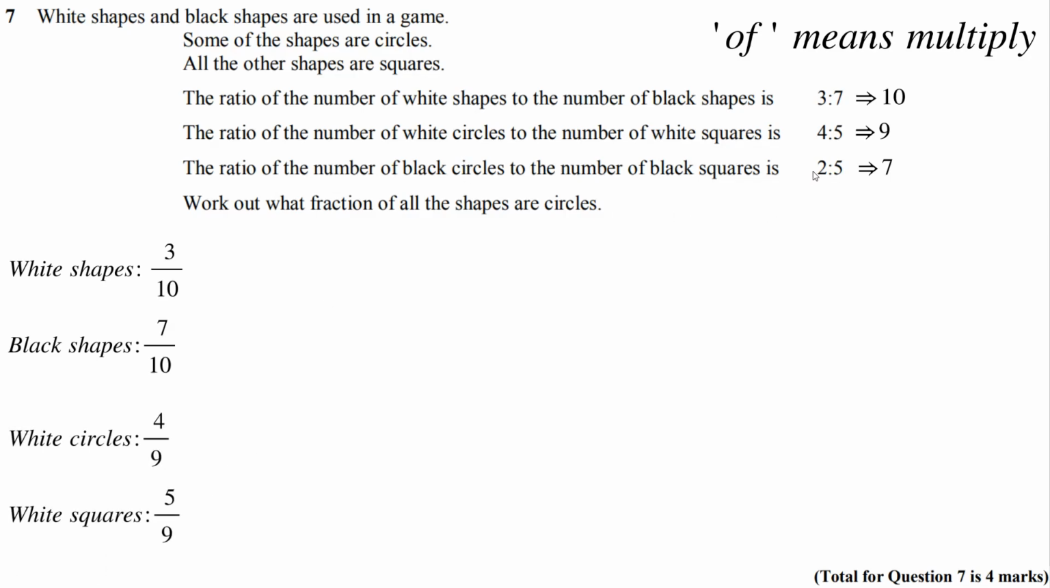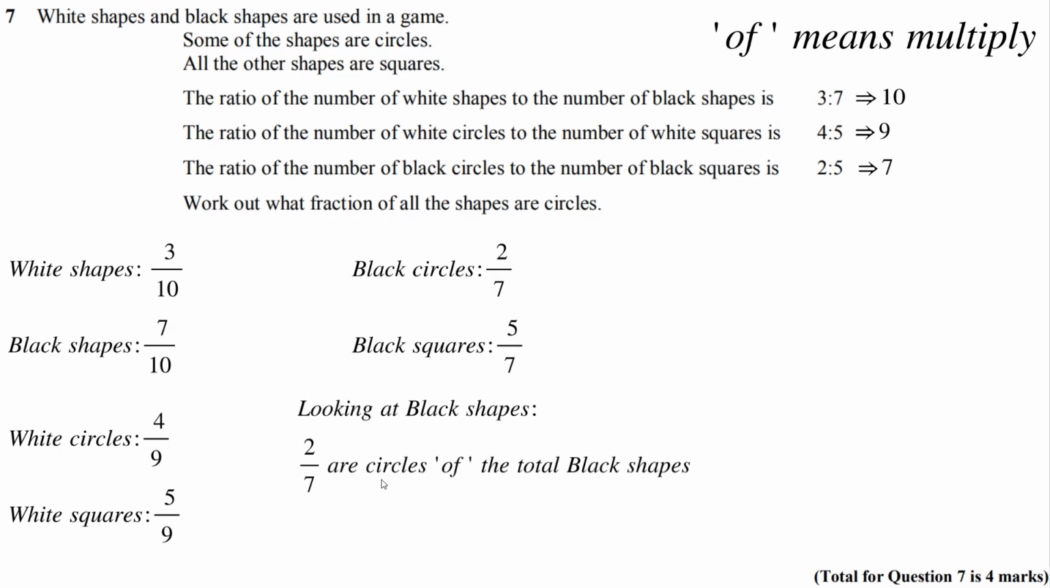Black circles is going to be 2 out of 7. Black squares are going to be 5 out of 7. The way that I thought about this was, of the black shapes, how many of them are circles? Because we're looking for anything that's a circle. So just looking at the black shapes right now, 2/7 multiplied by the black shapes, 7 out of 10, gives us how many black circles there actually are of the black shapes.